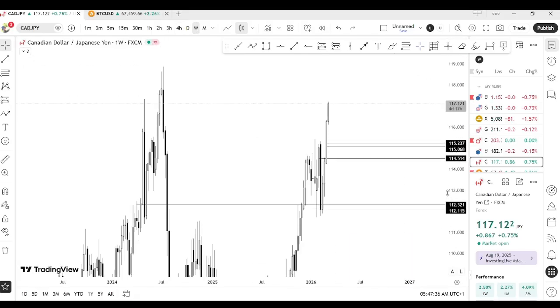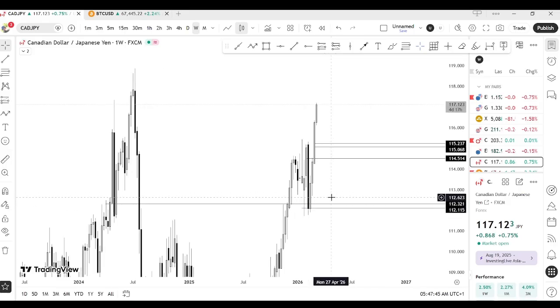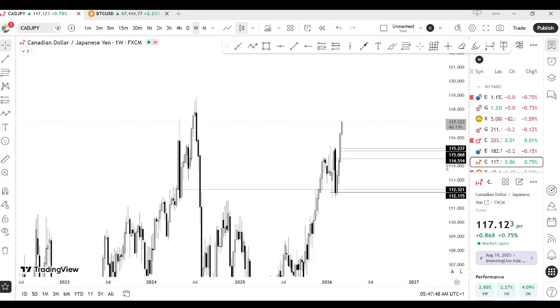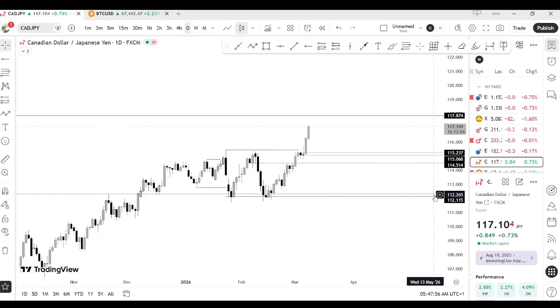CADJPY. Let's see the weekly. Last week was a very big bullish one. For the last 4 weeks, price has been bullish, coming from a level here. CADJPY is bullish. I don't need anyone to tell me, you can also say it. I really don't need to explain much on it. But we know that price is bullish.